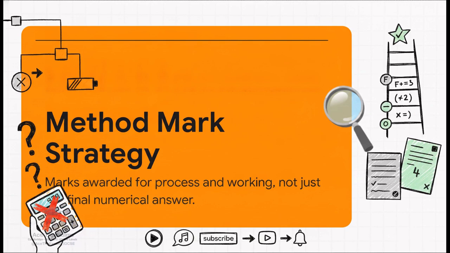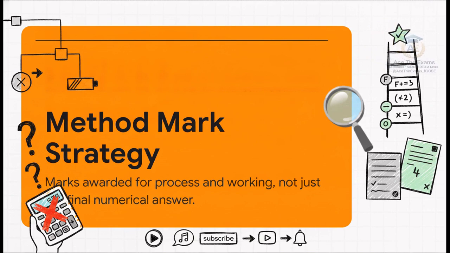Okay, let's look at the most vital secret in Cambridge physics, the method mark strategy. Marks are awarded for the systematic process and clear working, not just the final numerical answer. Listen closely, because this is where Sam threw away his grade. If a calculation question is worth 4 marks, the final correct numerical answer might only be worth 1 single mark. The other 3 marks are awarded strictly for writing the correct formula, showing the correct substitution of values, and rearranging the equation correctly. If Sam rushes, punches a bunch of numbers into his calculator, and writes down the wrong final answer because his finger slipped on a button, he gets an absolute 0.